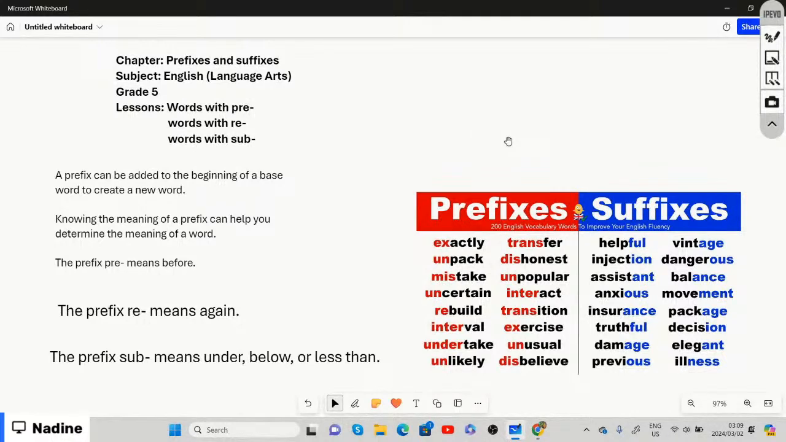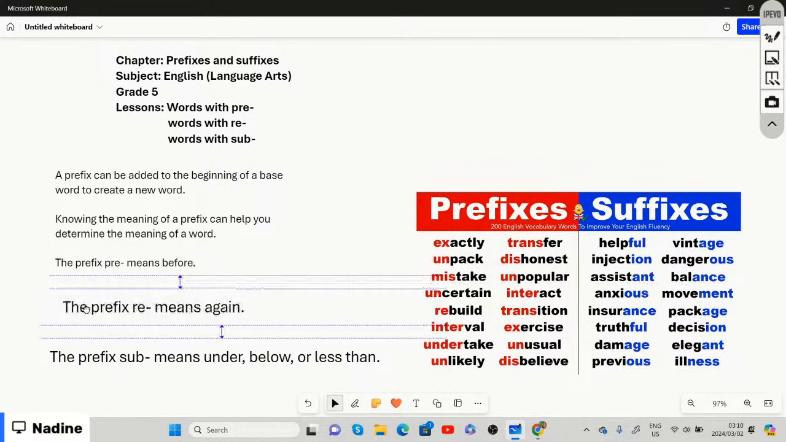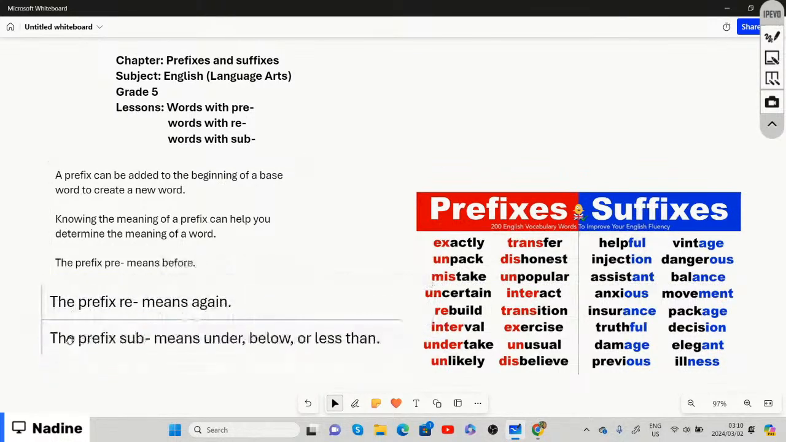All right. So when it comes to prefixes, we see that a prefix can be added to the beginning of a base word to create a new word. And in order for you to know what a prefix is, it is also best for you to know the meaning of that prefix. For example, the word pre. The word pre means before. So pre means before.